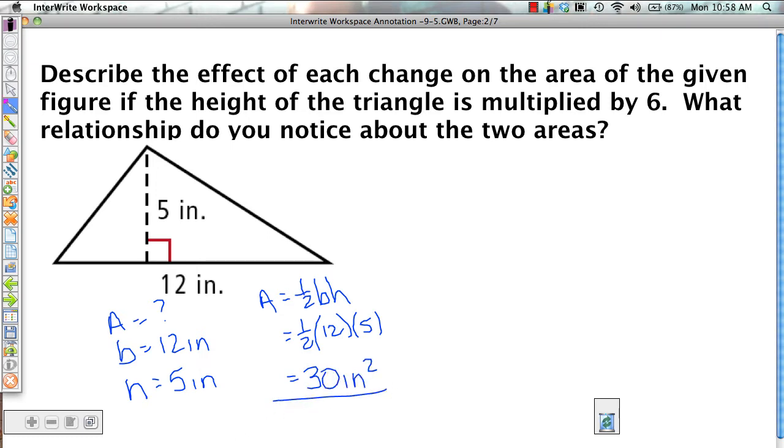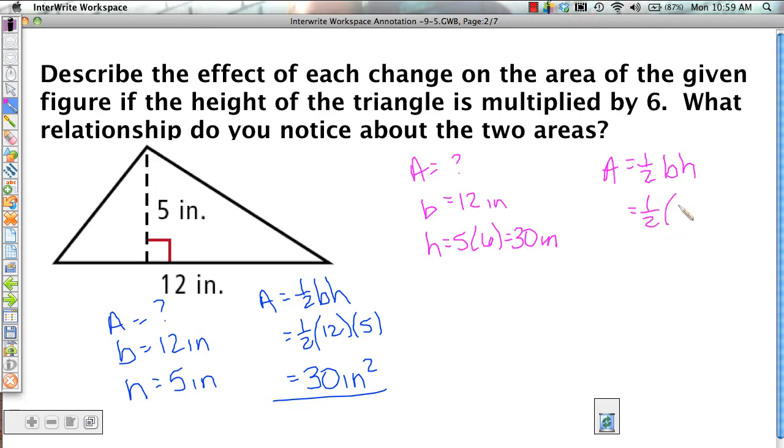Okay, so let's take a look at what if we were to multiply the height by 6. Our base stays the same. Our height we multiplied by 6, which gives us a height of 30 inches. So now we find the new area. And we get that our new area is 180 inches squared.